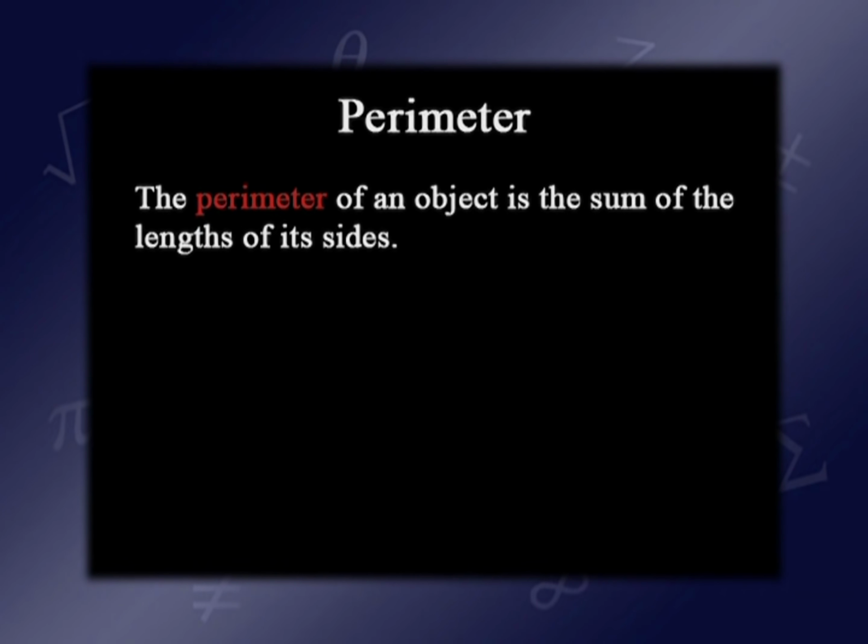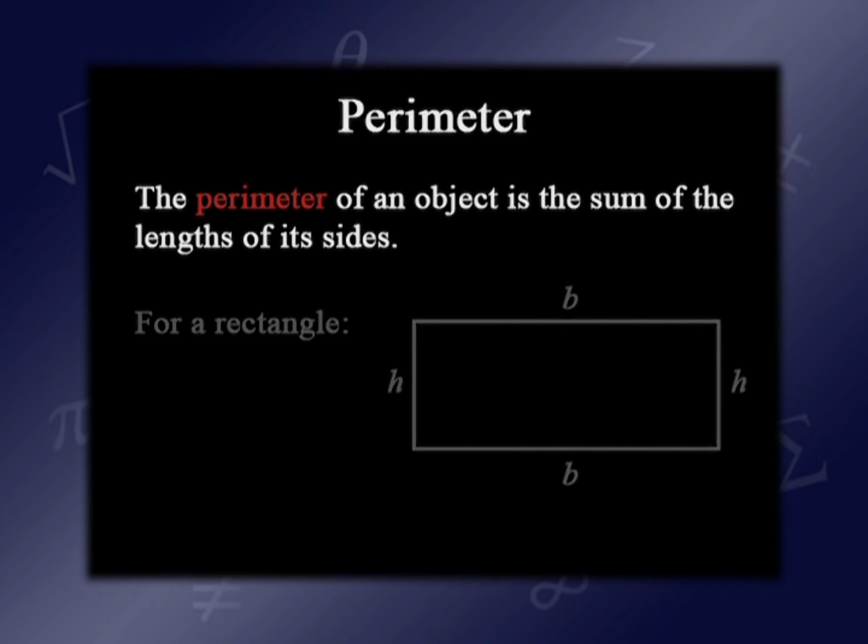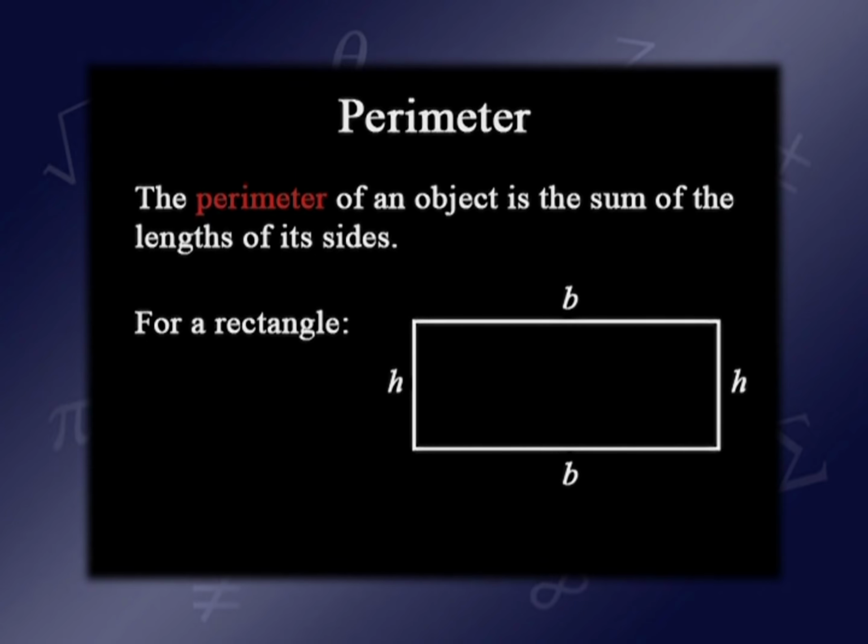Okay, here's another important definition used in geometry all the time. The perimeter of an object is the sum of the lengths of its sides. So for instance, a rectangle, which has, let's say, a base of length b and a height of length h, then the perimeter of that rectangle will be 2b plus 2h, because we've got two sides of length b and two sides of length h.